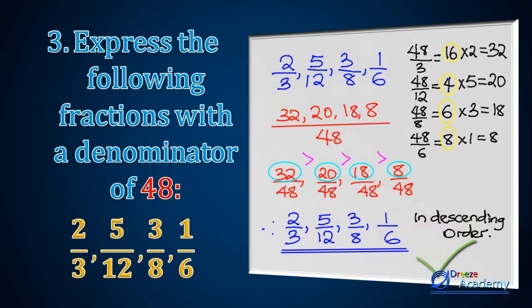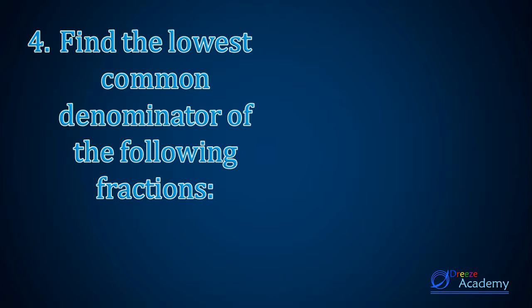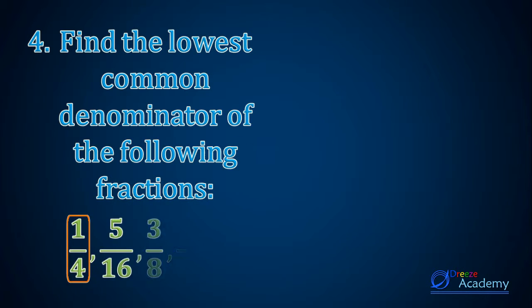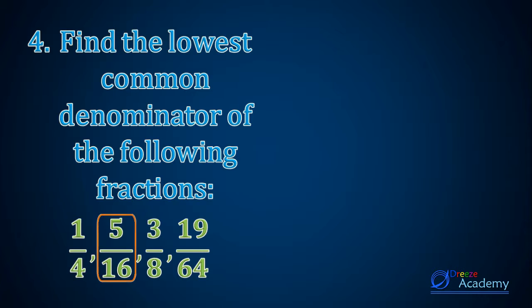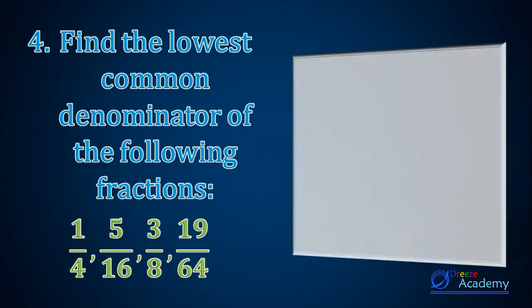Now let's try out a similar but different example. Find the lowest common denominator in the following fractions: 1 over 4, 5 over 16, 3 over 8, and 19 over 64. And arrange the fractions in ascending order, that is, from the lowest to the highest.